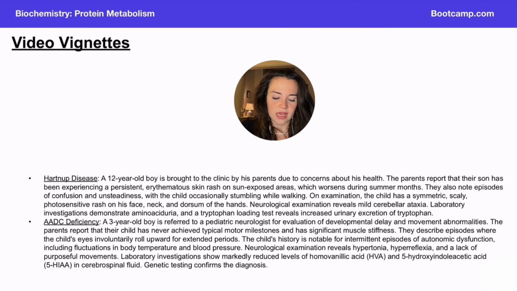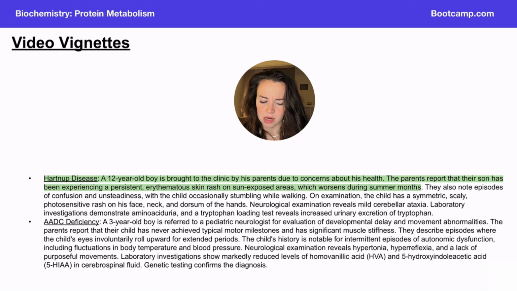So let's walk through a vignette. Let's say we've got a 12-year-old boy who's brought to the clinic by his parents because they're concerned about his health. Very helpful chief complaint. So the parents are reporting that their son has been experiencing a persistent erythematous skin rash on sun-exposed areas. It's worsening during the summer months. Okay, I don't know what to make of that, so we'll keep going. They also note episodes of confusion and unsteadiness, with the child occasionally stumbling while walking. So we have some sort of rash. We're probably just going to wait for our physical exam section to see what's up with that. We also have some ataxia.